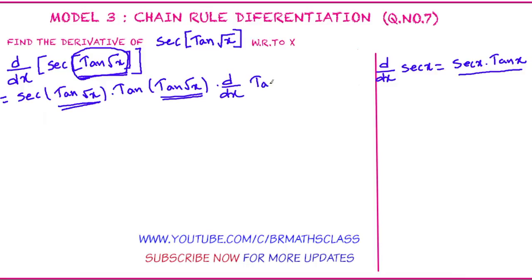d by dx of tan root x. Which one you imagined as x, you need to differentiate it. Okay, now we will continue this. Secant of tan root x into tan of tan root x into the derivative of tan root x.